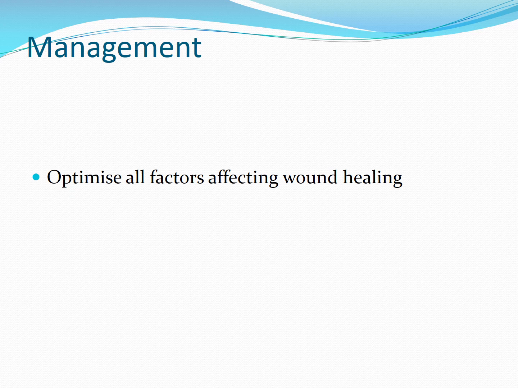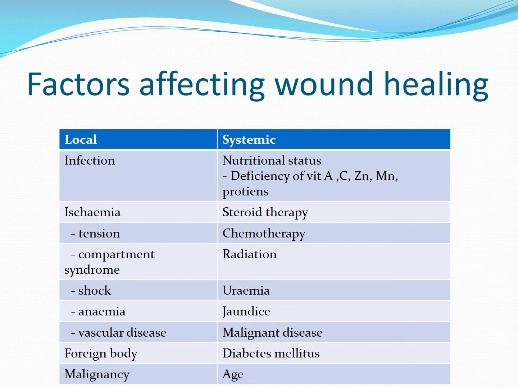So how do you manage a patient with chronic venous insufficiency, and in particular a patient with a wound? First, you have to optimize all the factors affecting wound healing. Once you develop a venous ulcer, it becomes multifactorial. That's why you need to improve all the factors affecting wound healing. Just to go through the factors affecting wound healing again, these are the factors. If you try to remember them as local factors as well as systemic factors, it's easier. So you can go through the factors affecting wound healing now.